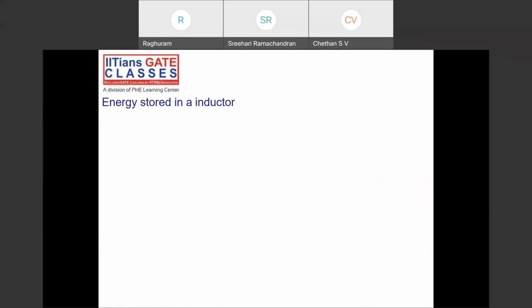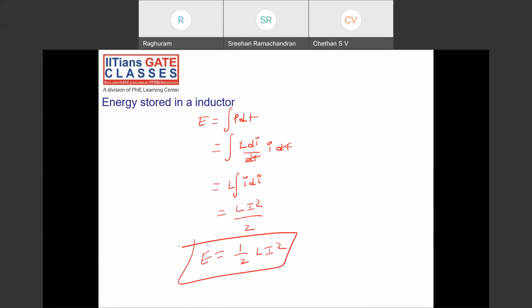Energy stored in an inductor: integral of P dt, which is integral of V into I, or L di by dt into I dt. So integral of L I di gives L into I square by 2. Half L I square is the energy stored in an inductor. Half C V square is the energy stored in a capacitor.